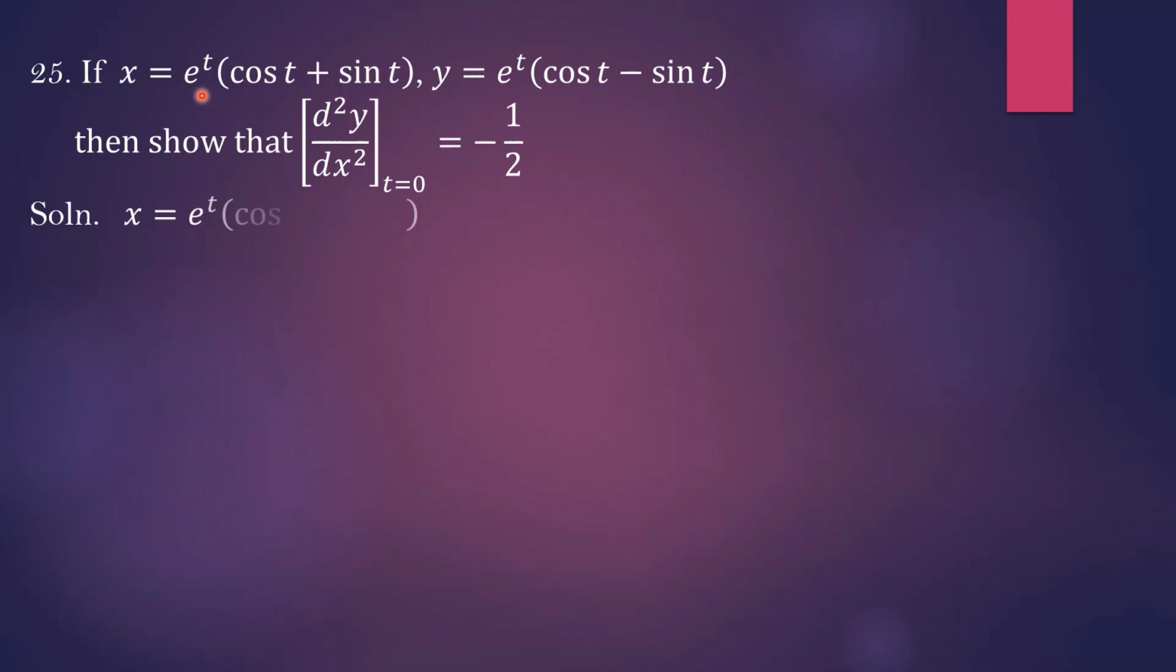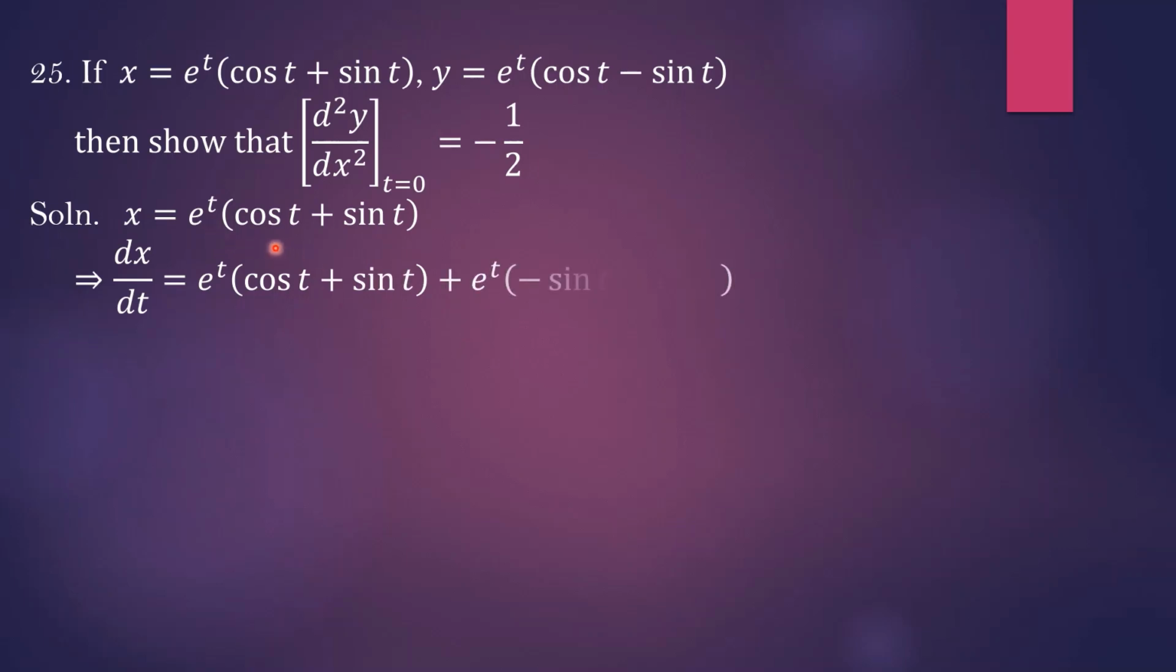x is equal to the expression given here. Then find dx/dt. This is a product function. Therefore, the derivative of e to the power t is e to the power t, remaining the same, then plus e to the power t remaining the same, and the inner side, derivative is minus sin t, then plus cos t. Then e to the power t is common, and this sin t and minus sin t will cancel out, and it is 2 cos t, and that can be written as 2 e to the power t cos t. Okay, so you take the second one, y is equal to e to the power t whole into this term.